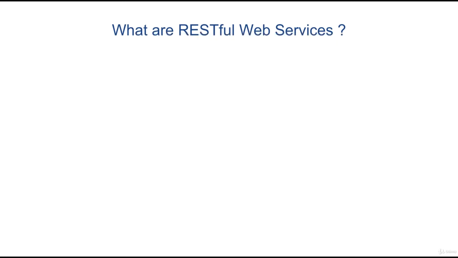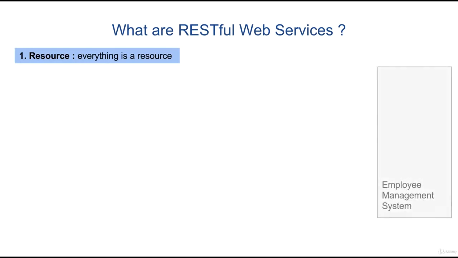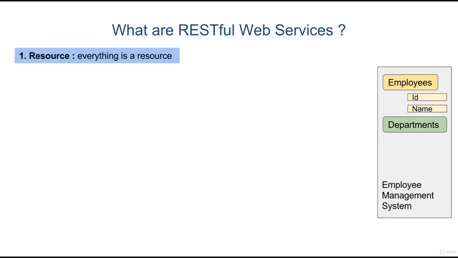Let us begin with the very first concept, resource. In terms of REST, everything is a resource. Let me take an example. I'm trying to create an application for an employee management system. I can create this application with any language on any platform, and I can use any database for the backend. Irrespective of the language, platform or database, I will have some modules and entities in my application. There will be a module for employees, and employees can have attributes like ID, name, and addresses. There can be a module for departments, and departments can again have ID, names, etc. And there will be some other modules.